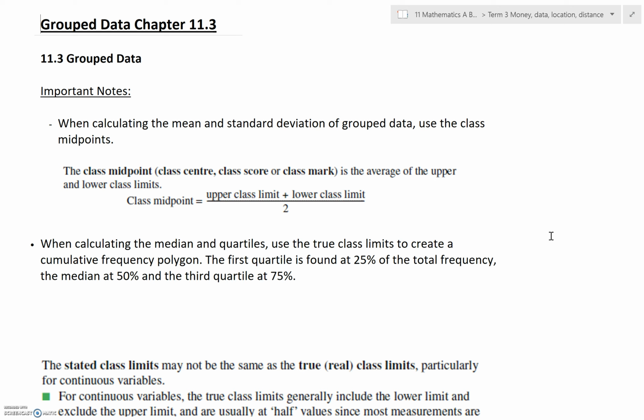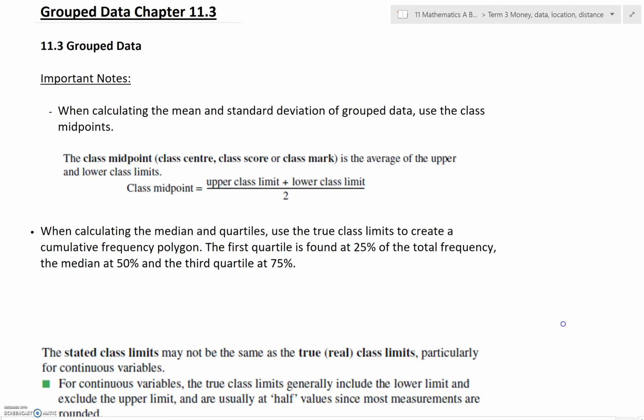This time it's important to note that when calculating the mean and standard deviation of group data, you need to use midpoints of the class, or the range or the section, the group that the data is separated into. To do this, we use the following formula. The class midpoint equals the upper class limit plus the lower class limit, divided by 2. So you can see that the class midpoint is just the average of the class. I'll show you an example of that shortly.